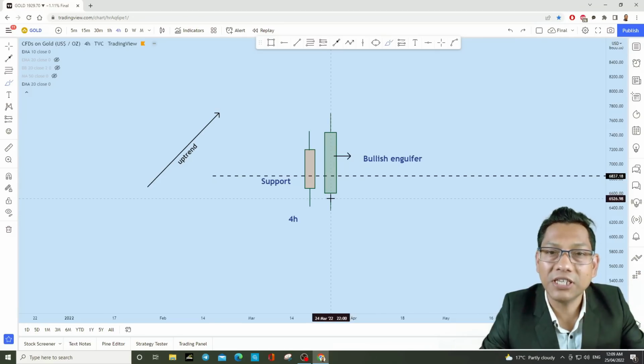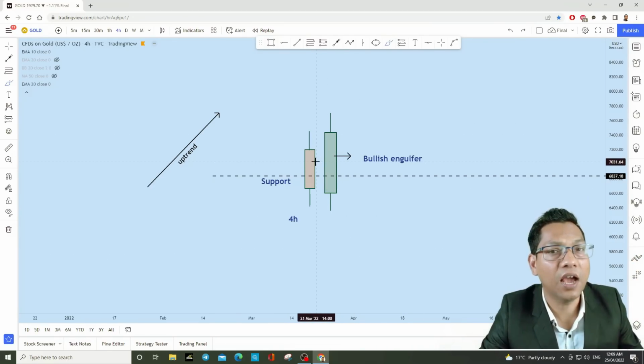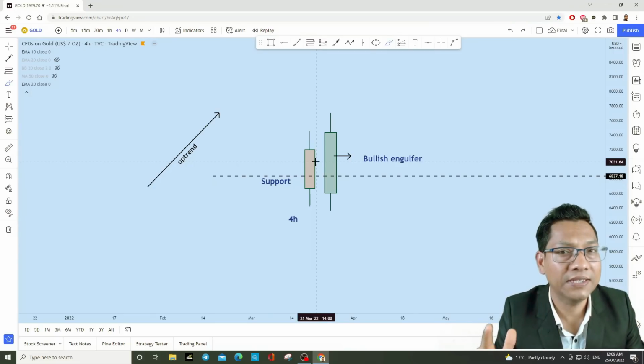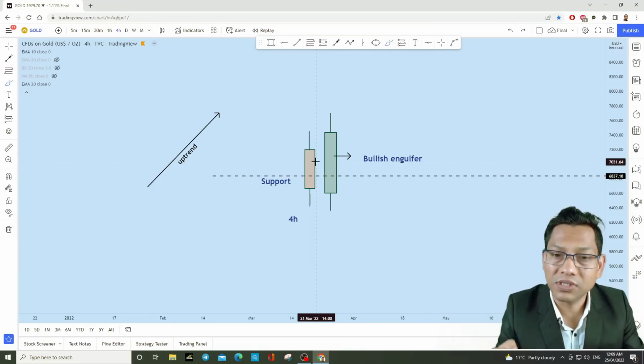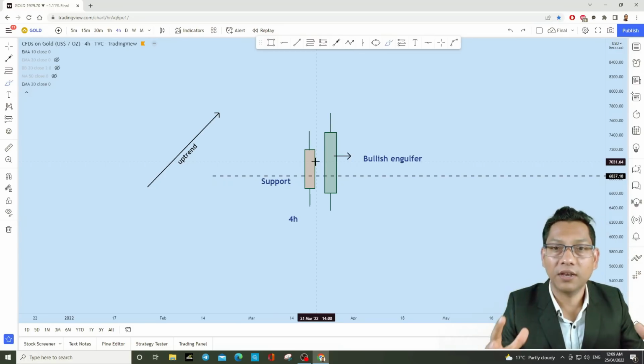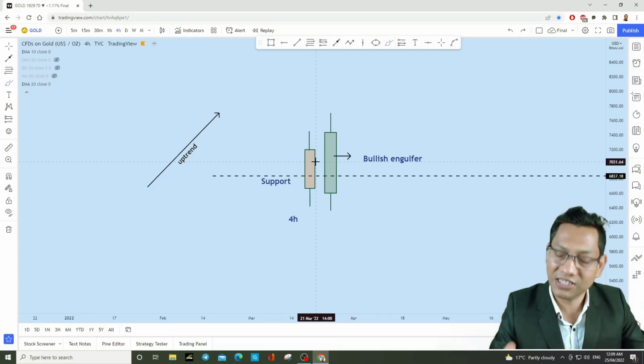So we need to see a bullish setup, a bullish engulfer that is completely engulfing the previous candle. Then it will be considered a valid setup. Once we see this setup, we will go to the 5 minutes time frame and wait for the structure to be broken. I think that now you are understanding clearly.